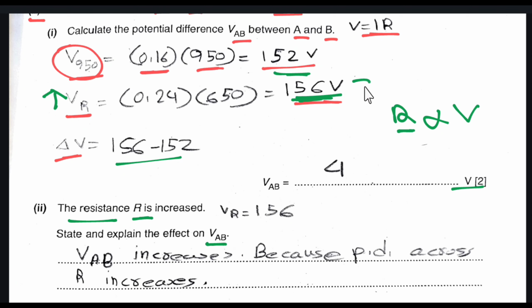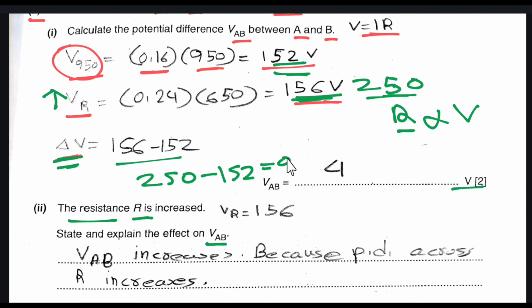Suppose the value increases to 250, then what is the potential difference between point A and B? That is this potential difference. We can see that this is the higher value and this is the lower value. So the higher value, that is 250 minus 152, would give a value that is 98. So this value is much bigger than 4.